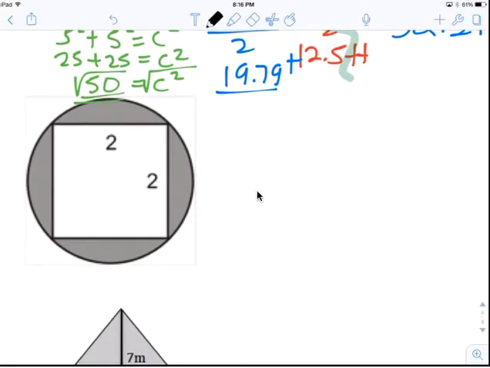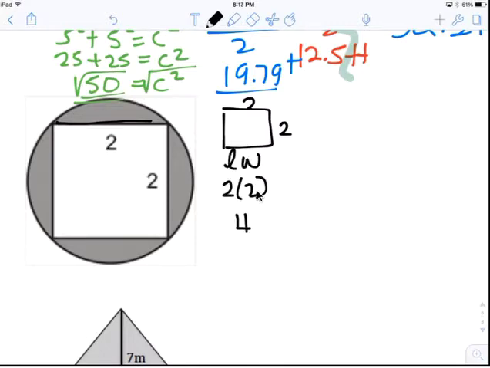Okay, first we're going to do the area of the square. The square is 2 by 2, so area is length times width, so 2 times 2, which is 4. There's no units, so we put units squared. Then we find the area of the circle. We're going to subtract the circle from the square because the circle is bigger.